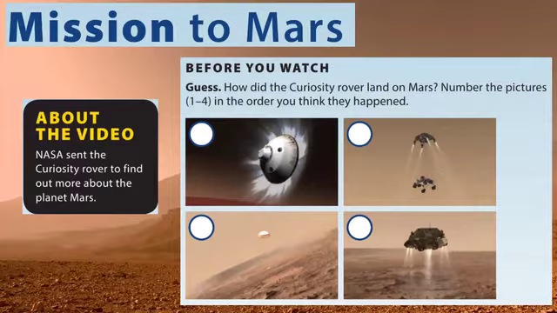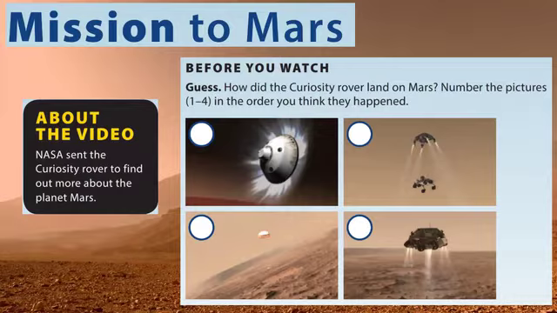In this class, we're going to be at your student book, page 125. It says the title, Mission to Mars. And as you can see, in this class we are watching a video about a spacecraft called Curiosity. It says, before you watch, guess, how did the Curiosity rover land on Mars? Number the pictures 1 to 4 in the order you think they happen.